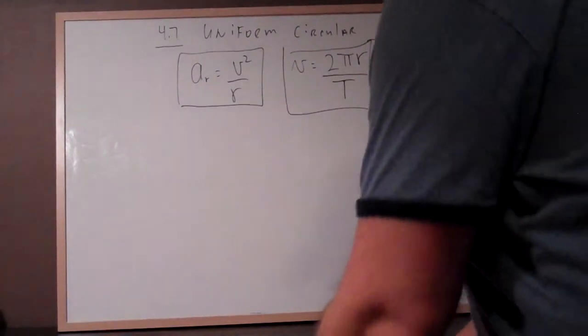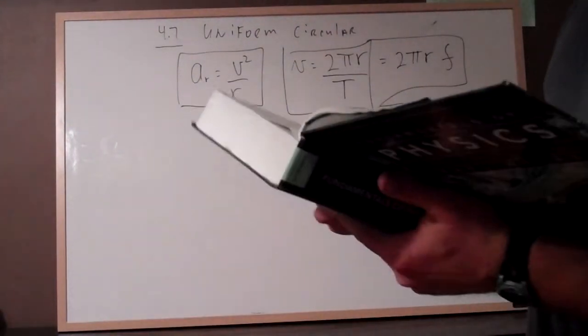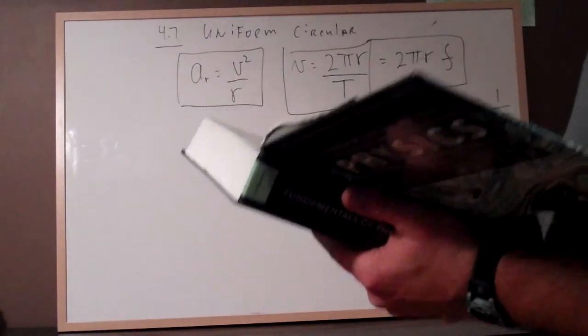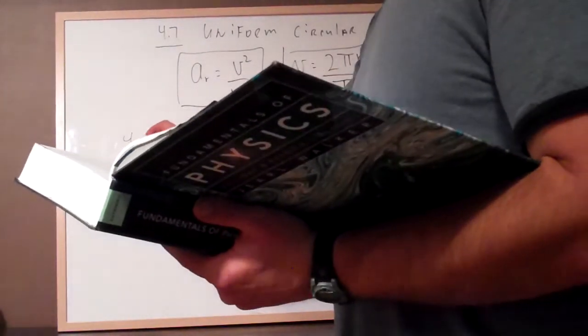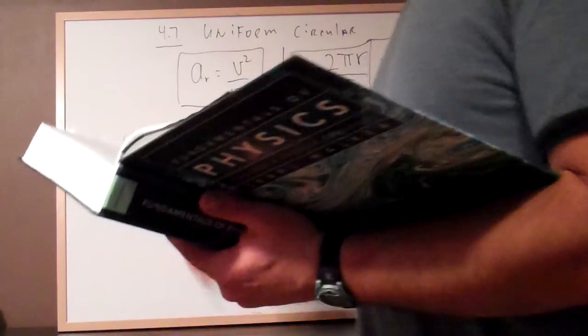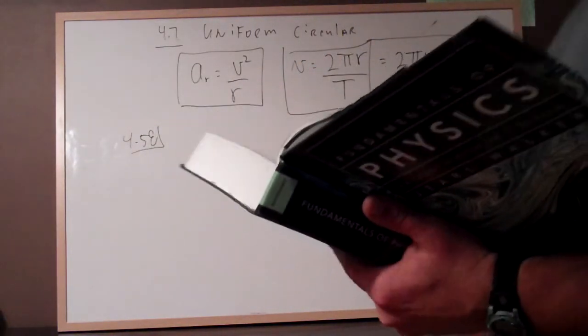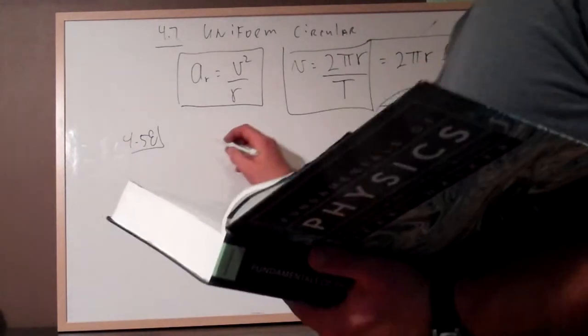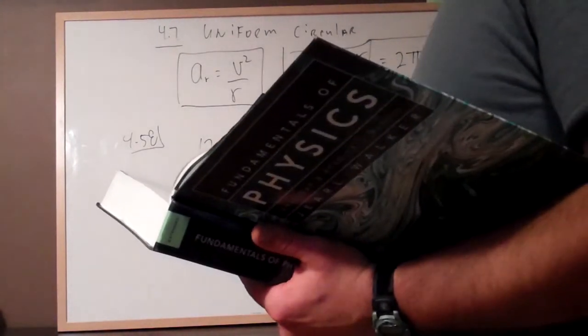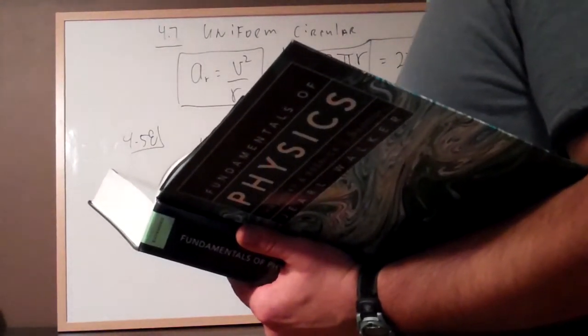Okay, so as I said, the first one that we'll do is number 58 from chapter 4. A rotating fan completes 120 revolutions every minute. So 120 revolutions in 1 minute.